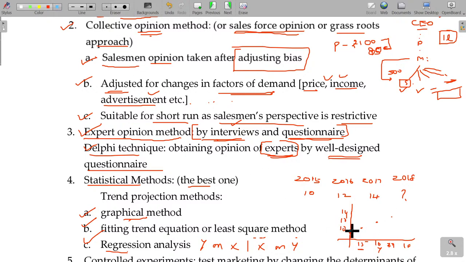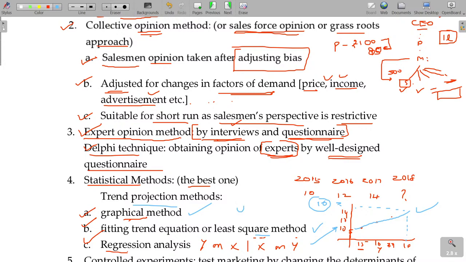And what about then? So you can connect these dots. Now you can predict in this period. It may be anywhere between 15 to 16. This is called scatter diagram. This is also again y on x or x on y. This method of projecting will otherwise be named trend projection method. So we can project what could be the subsequent periods' demand coming under graphical method, and fitting trend equation or least square method.